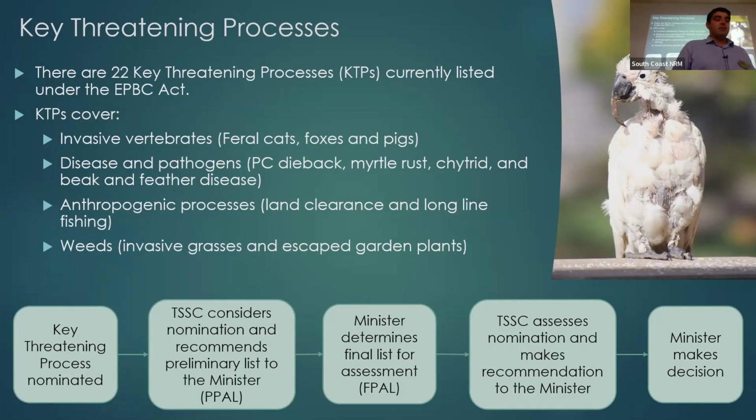For a key threatening process to be listed, there is a sequential process that needs to occur. First up, the key threatening process gets nominated. There's a public open period where anyone can put a nomination forward. Those nominations are looked at by the Threatened Species Scientific Committee, our national scientific advisory body, and they recommend a preliminary list that goes to the Environment Minister. The Minister then has a look at that list and determines a final list for assessment and goes back to the Threatened Species Scientific Committee. They then commence an assessment of that nomination and make a recommendation to the Minister, who is the ultimate decision maker about whether the key threatening process gets added to the list.